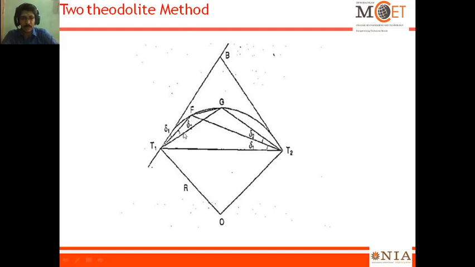Similarly, you can increase del 1 plus del 2 to give the next position. Similarly, del 1 plus del 2 for the next point, FG. So this can be continued n number of times, even down to 20 seconds we can set the point. That is the greatest advantage of the two theodolite method.